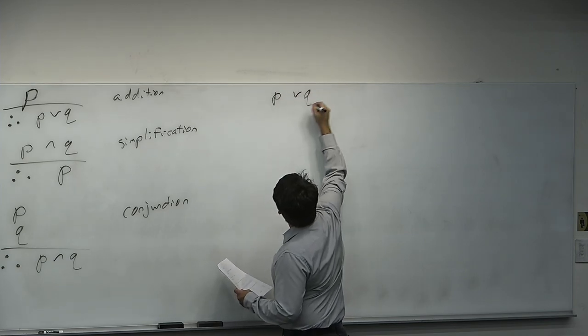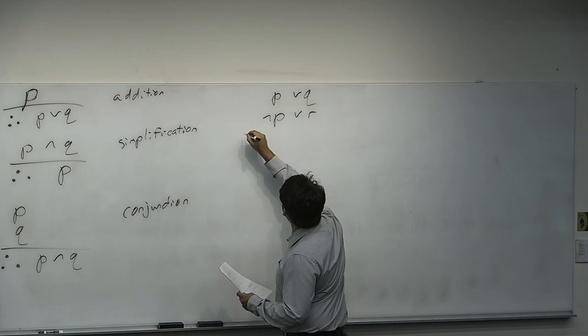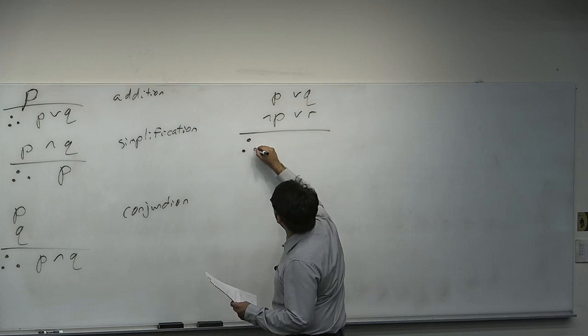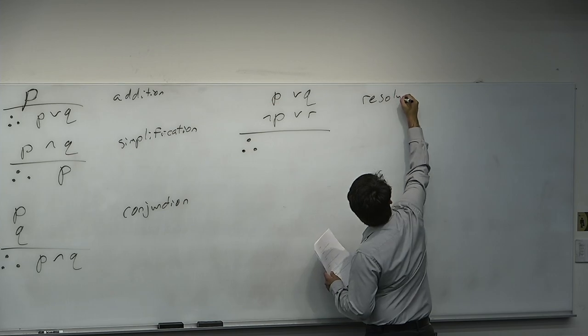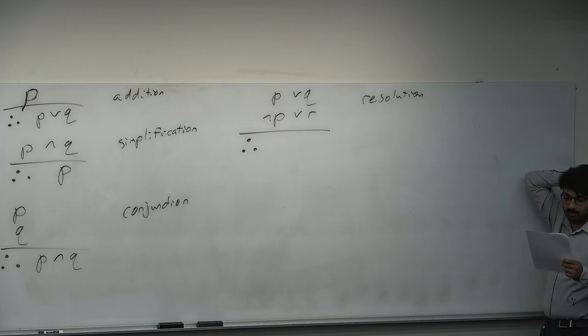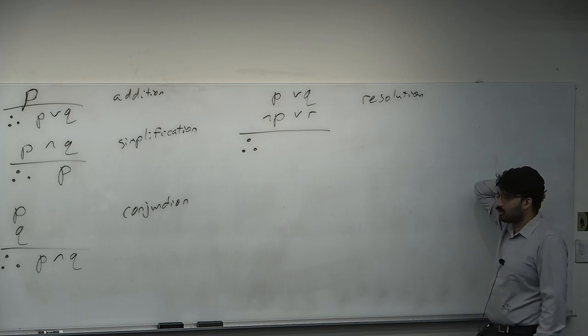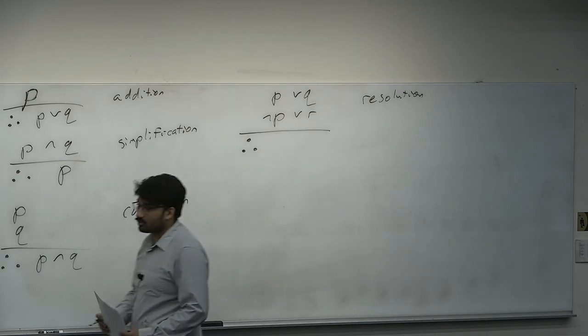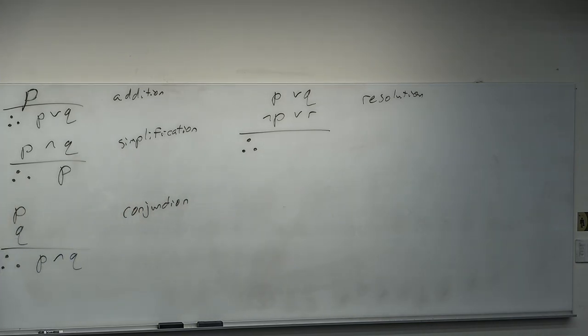P or Q, not P or R. Therefore, this one's a challenge. This is actually called resolution. But therefore what? Q? What if Q is false? If P is true, Q could be false. So it's not necessarily just Q. R? Well, for the same reason, there's a symmetry there. It can't be R if P was false. P could be false and R could be false. Q or R. Hmm? Q or R.